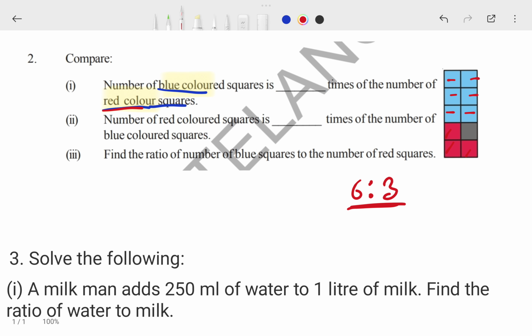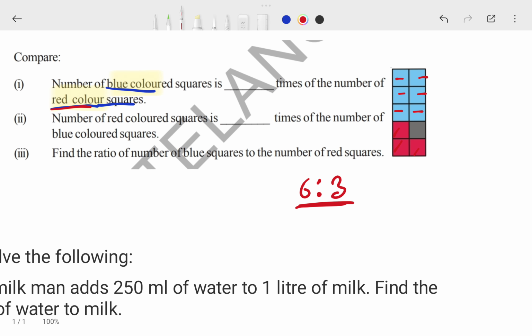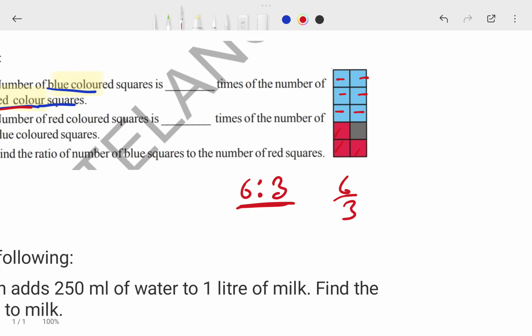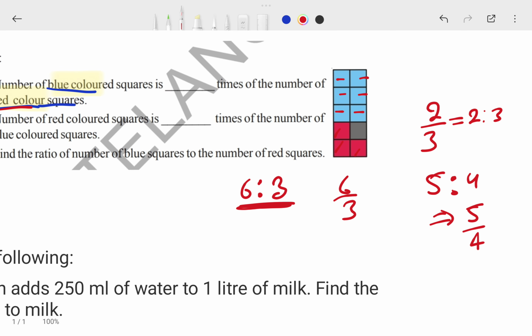But will you write it like that? No. Why? Because we know it means 6/3. Any number, like 2/3, if you want to write it as a ratio, it is going to be 2:3. If any ratio is there, like 5:4, it is in the form of a fraction 5/4. So like this, 6:3 is given, and it is in the form of a fraction, so it is divisible.